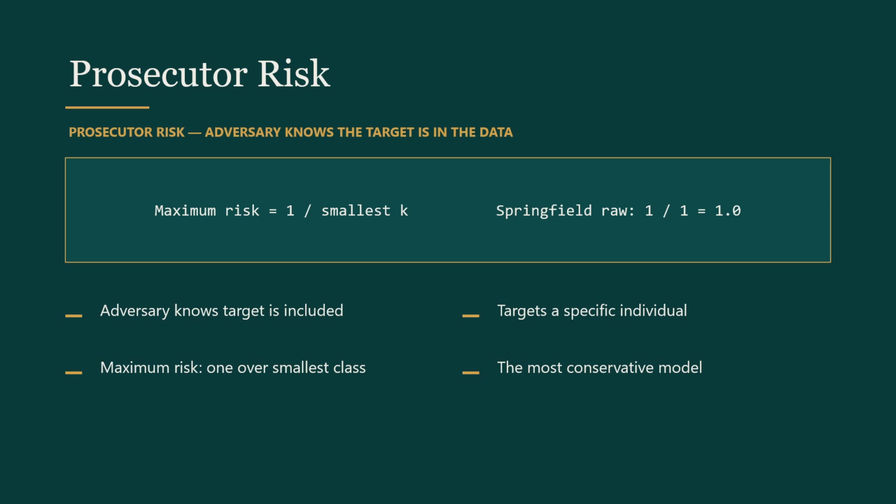The math follows immediately. If the target's combination of values lands in an equivalence class of size k, the attacker picks among k candidates, and the probability of picking correctly is 1 over k. Because the prosecutor chooses the target, the honest summary of the dataset is its worst case, the maximum prosecutor risk, which is 1 over the smallest k in the file. Run Springfield. Raw, the smallest class is size 1, 8 times over, so the maximum prosecutor risk is 1 over 1, a certainty.